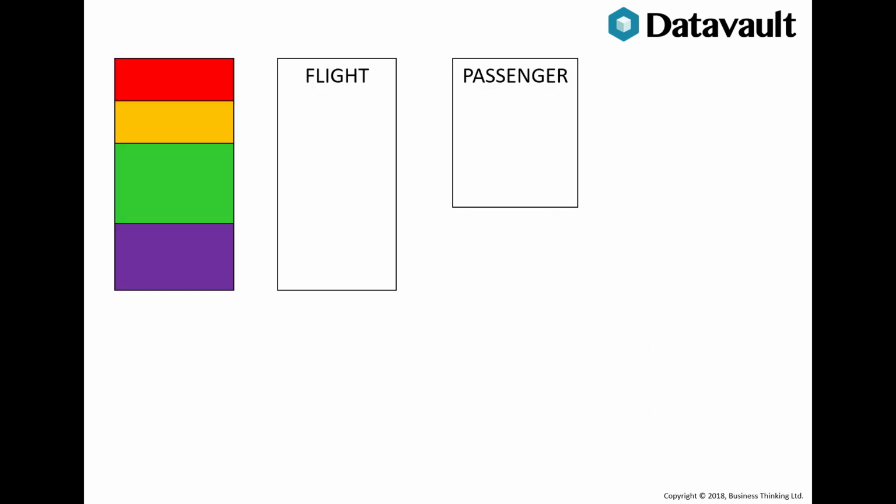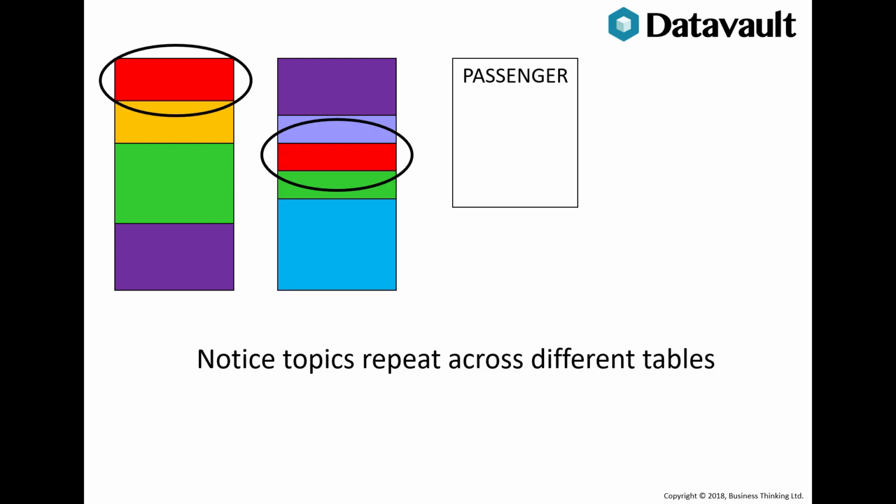Let's represent those different areas of interest by separate colours. Other tables too will contain their own breakdown of topics. Note that a topic spreads across more than one table. We show that the flight table contains information about that red data topic in common. It also has green and purple areas in common.